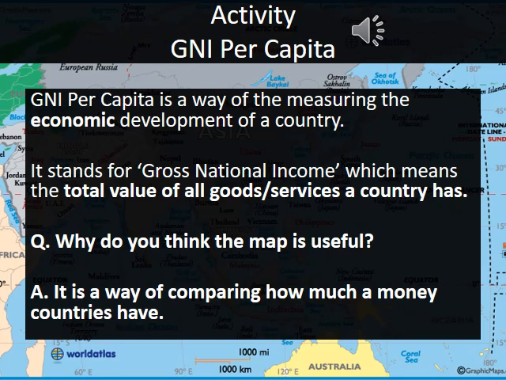So why do we think this map is useful? What does it show us about where the money is? If you are interested and know your politics, you can start to think about where all the power might be in the world. And as a way of comparing how much money countries have, you might find that there is a link between where the money is and where the power is across the world.